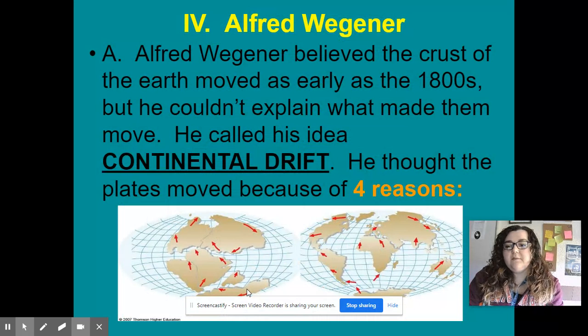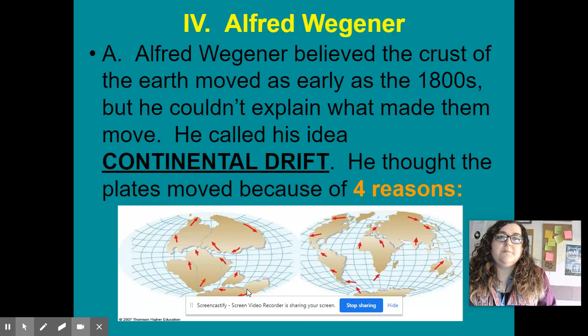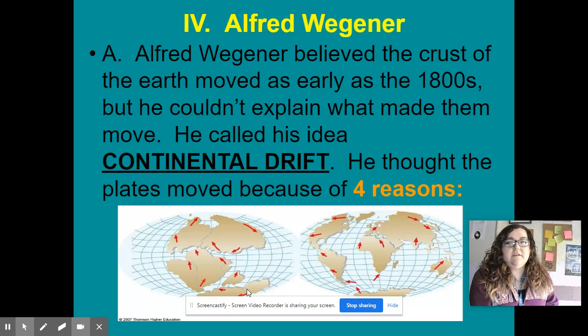So this man's pretty important whenever we talk about plate tectonics, because his theory kind of explains why these puzzle pieces of our continents look like we could just put them right together. So Alfred Wegener believed that the crust of the earth moved as early as the 1800s, but he couldn't explain what made them move, because early scientists didn't have all the tools or all the knowledge yet. But they're like, something's happening, can't explain it, but it's happening.